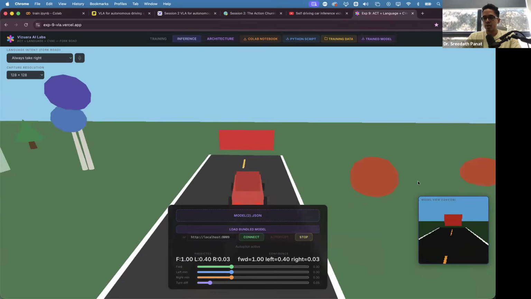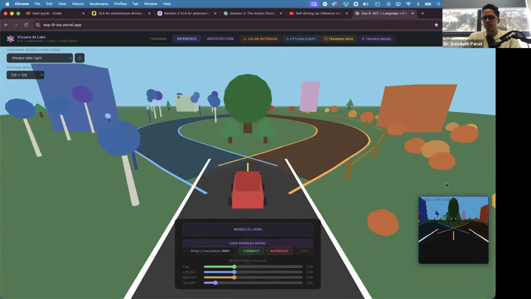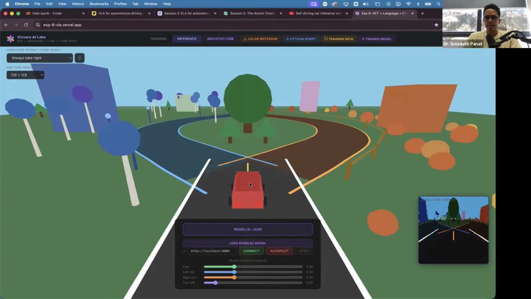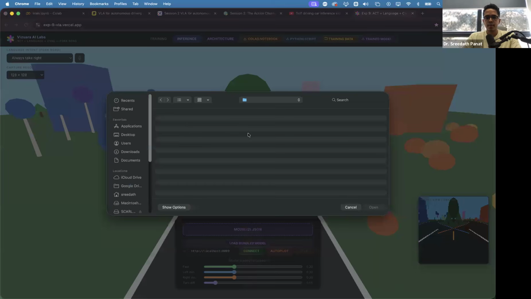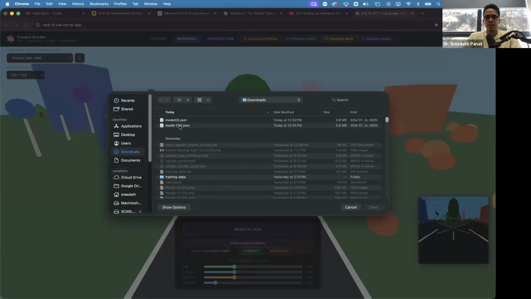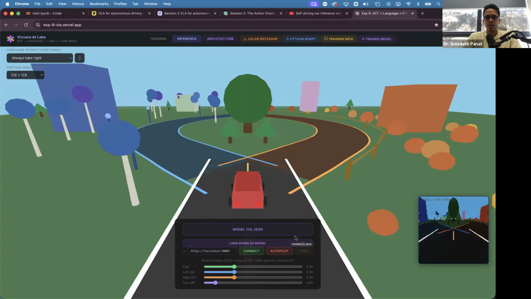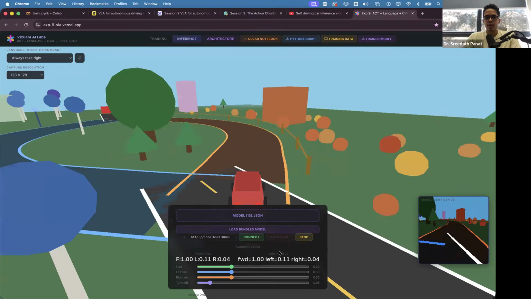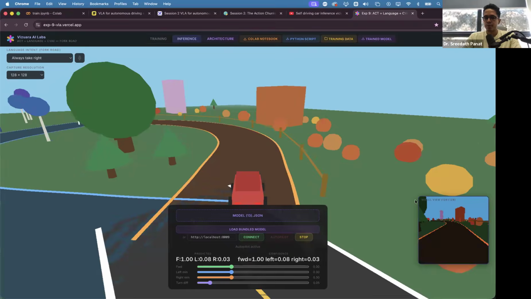Okay, let me try Arya's code also. It should be similar. I don't think there should be any difference because you have not changed anything in the training code. But let me just try it regardless. Okay, this one, model 13.json. Autopilot. Yeah, it's working beautifully.